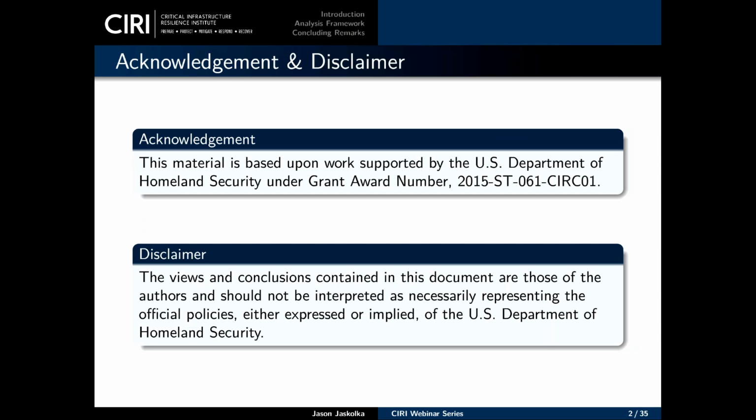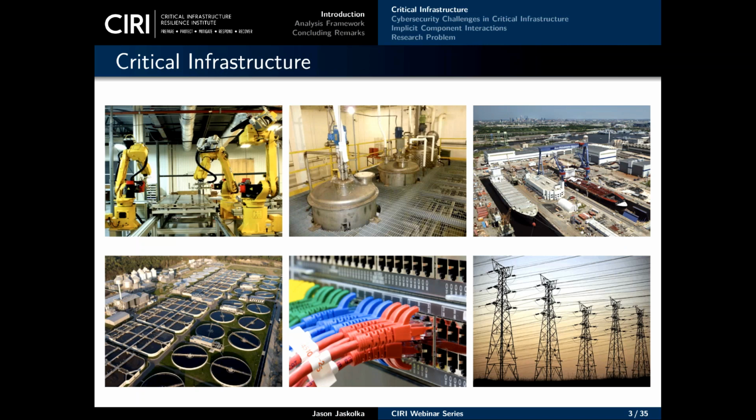So now that we got that out of the way, when we say critical infrastructure, what kind of systems do we mean? Critical infrastructure refers to a number of different kinds of systems, some that you may be familiar with, some that you may not even think of as critical infrastructure. We're talking about systems like advanced manufacturing, chemical processing facilities, maritime ports and operations, wastewater treatment, communication networks, energy grids, all of these kinds of systems that really form a backbone of the nation's infrastructure and ability to be economically sound and to progress as a society.